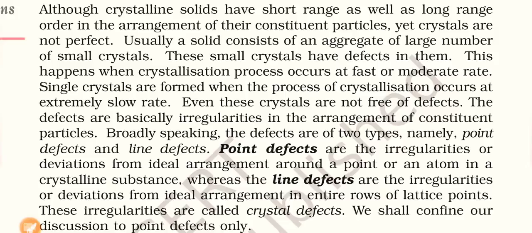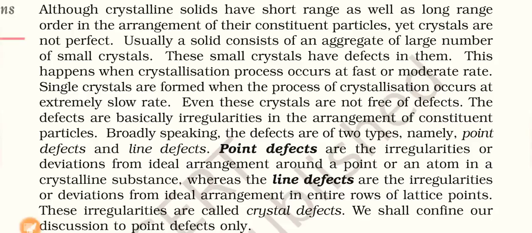Although crystalline solids have short range as well as long range order in the arrangement of their constituent particles, yet crystals are not perfect. You have to keep in mind, crystals are not perfect. They have some defects or faults in them. Usually a solid crystal is not a continuous single crystalline structure. It is actually made up of small sized crystals. Very small and tiny crystals cluster or aggregate together, and then they form large sized crystals. So actually a larger sized crystal is an aggregation or a bunch of small sized crystals.